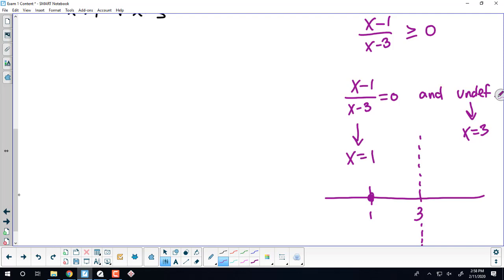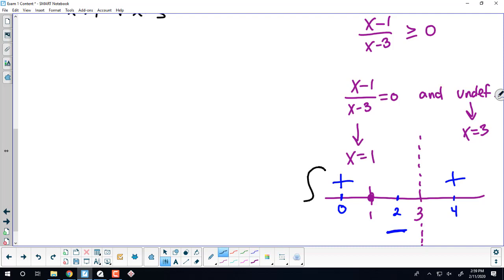And then we can just pick test values. I'm going to pick something out here, like 0, something in between 1 and 3, like 2, and something outside of 3, like 4. And then those test values go into x minus 1 over x minus 3. When I put 0 into this, I get negative 1 over negative 3. That's positive. When I put 2 into that, I get 1 over negative 1, so that's negative. And then I put 4 into that, I get positives.